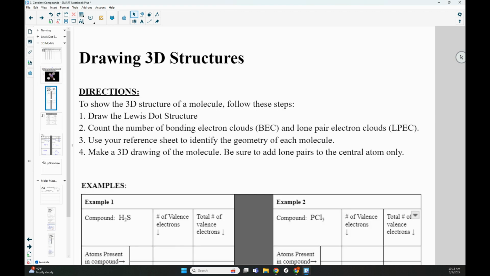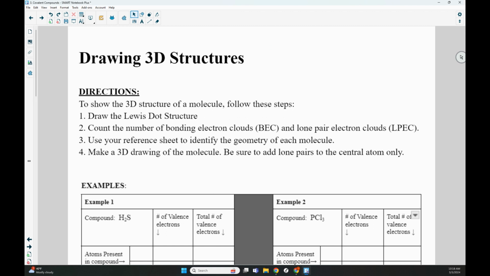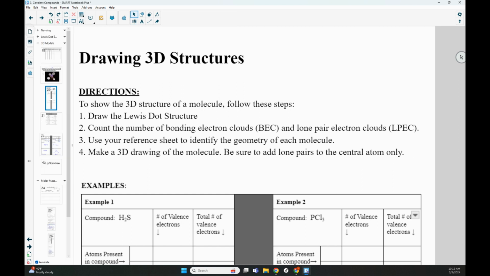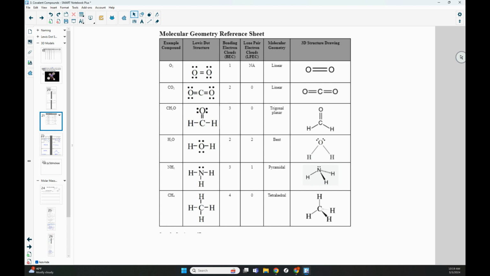Now today, we're actually going to use a reference sheet to draw three-dimensional models of some of these molecules. So let's take a look at the steps here that you're going to be following. And the first thing to note is you want to get a blue reference sheet from me. And it looks like this right here. Okay, so make sure you have one of those. That's going to be critical to doing this.